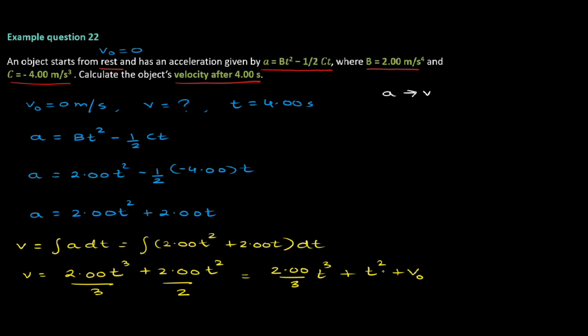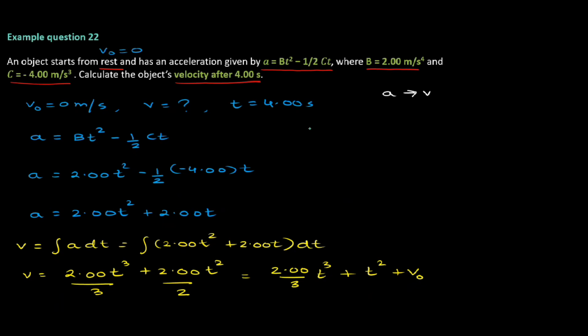Now when you do integration, we always have to add a constant c at the end. And for us, the constant is the initial value of the function that we are finding. So if I'm finding velocity v, my constant c will be the initial velocity v0.